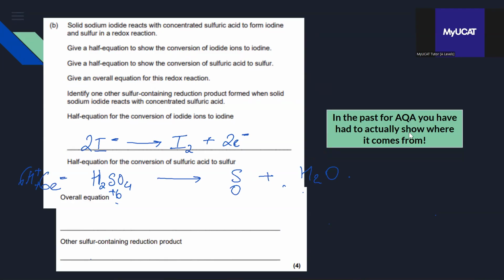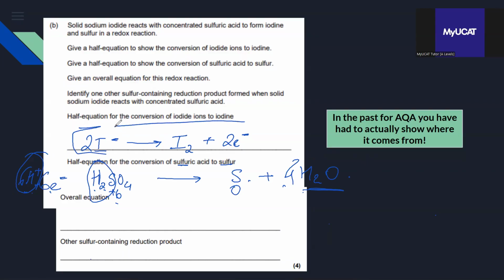So the easiest thing to do is just count the hydrogens, because the hydrogens are only present in H2O on this side. Well, we've said 6H plus, and we've got an H2 here. So 1, 2, and 6. That makes 8. If you've got 8 hydrogens on the left-hand side, how many hydrogens on the right-hand side? Yeah, got to be 8. So we've got 4 H2O. Okay? So the half equation for sulfuric acid to sulfur: 6H plus, 6e minus, H2SO4 becomes S plus 4H2O.